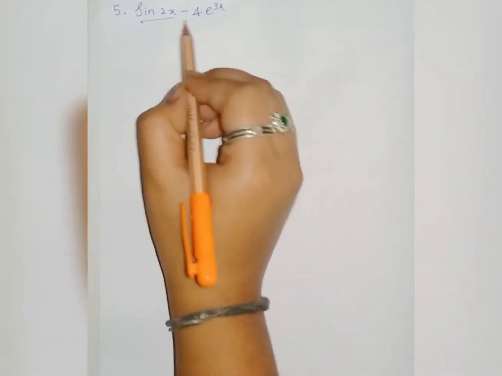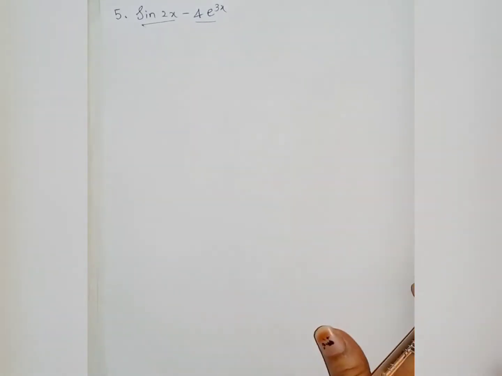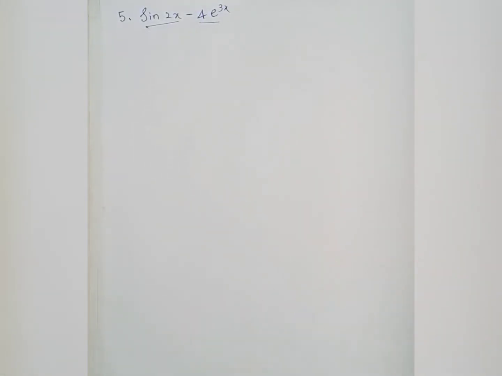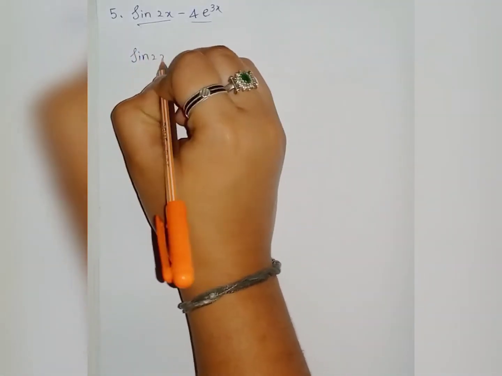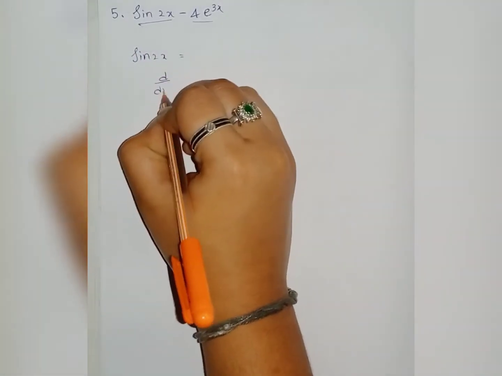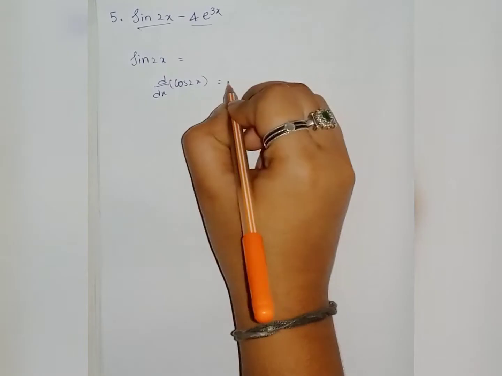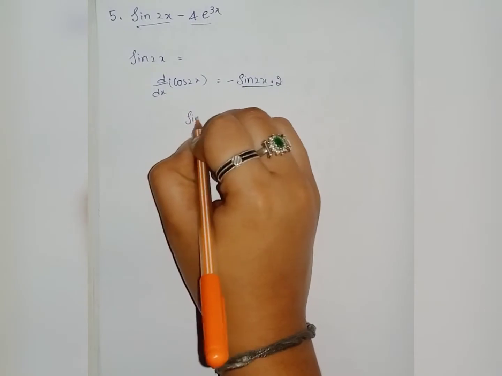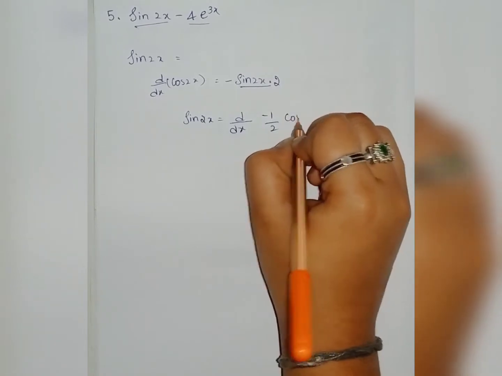Here if we see there are two terms, sine 2x and 4 e power 3x, right? So first we'll take the single term. First we'll find the integration of the first term and the integration of the second term using the method of inspection. If we take sine 2x, differentiation of cos 2x is minus sine 2x into 2. Only sine 2x we need. So sine 2x is equal to d by dx of minus 1 by 2 cos 2x.